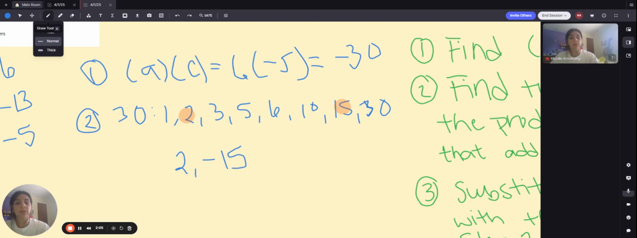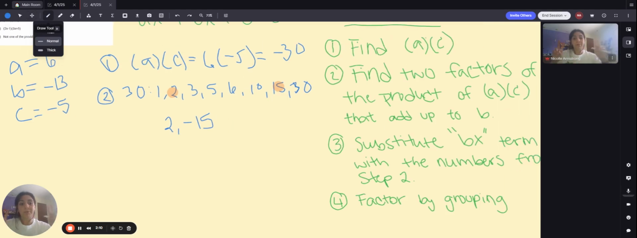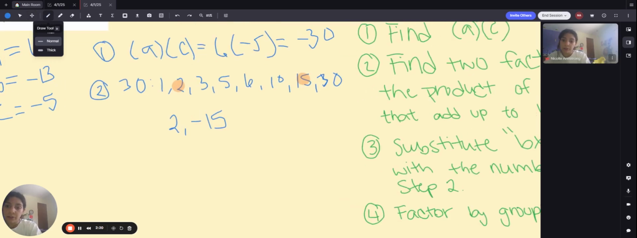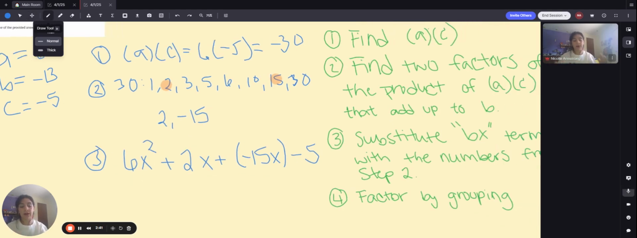So we're going to be using these two numbers in our third step, which is to substitute the bx term, which is negative 13x, with the numbers we found in step 2. So 2 and negative 15. So just rewriting our expression, we have 6x squared plus 2x plus negative 15x minus 5. Now this leads us into step 4, where we factor by grouping.